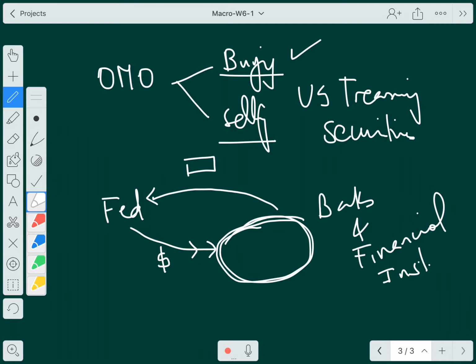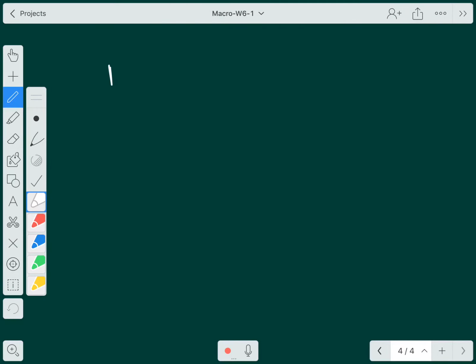Okay, and if these banks and financial institutions have money that is coming in to their balance sheet, they are basically going to put it into their reserves. So if you imagine that, let's take the buying, because the selling is just the opposite. So buying US Treasury securities.